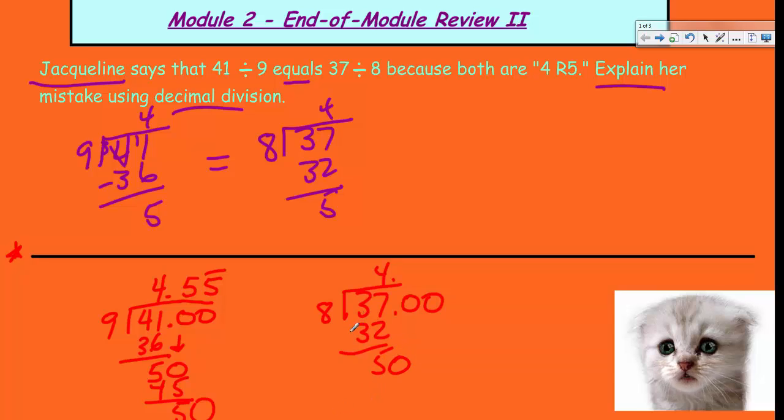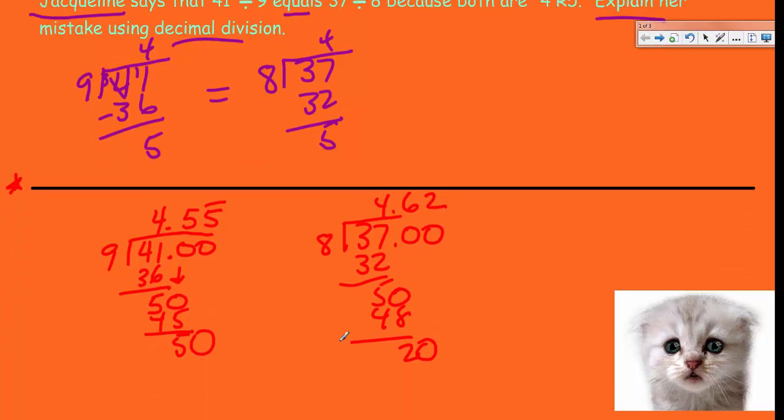Ooh, that 50 is pretty popular, eh? 8 goes into 50, though, I think 6 times. Give me 48. Okay. Leave me with 2. Bring down my 0. And you can see that's going to go in there twice. That's 16. And I suddenly ran out of room. Come on here. Okay. Now that leaves me with 4. I can add on one more 0. And look at that. 8 goes into 40 5 times.